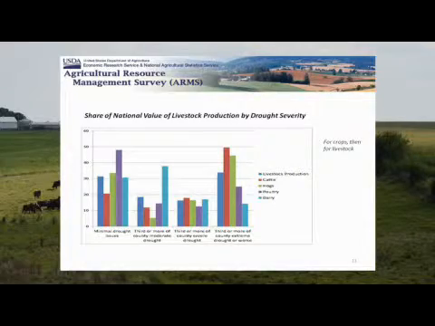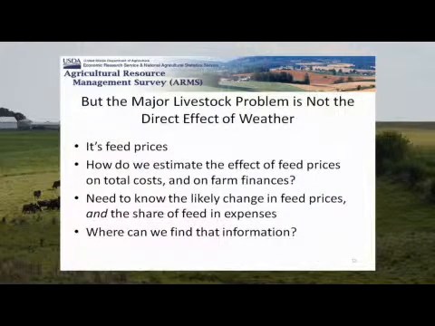What we have here is livestock production sorted according to the same 4 categories of drought. And what you see here is that the red bar, cattle production, was about half of cattle production was in severe drought areas. In contrast, relatively little dairy production was in severe drought areas. However, the direct effects of drought on production are not the major issue facing livestock producers. The major problem for livestock producers occurs through feed prices, and therefore the impact on their expenses.